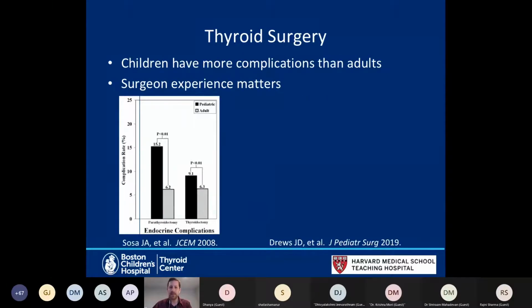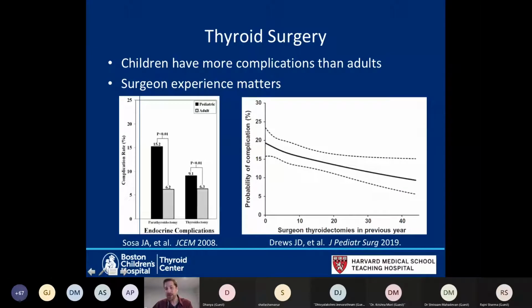And then lastly, just to make the point, as has been pointed out, that thyroid surgery has significant morbidity in children, higher than in adults. This is a large study published by Julianne Sosa's group a number of years ago, just showing that the risk of endocrine complications from thyroid surgery is much higher in children than in adults. And as in adults, we have good data in pediatrics that the experience of the surgeon is important. The more thyroid surgeries a surgeon has done, the lower the risk of complications.